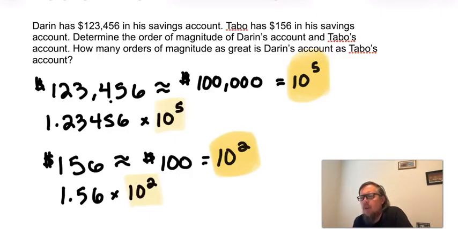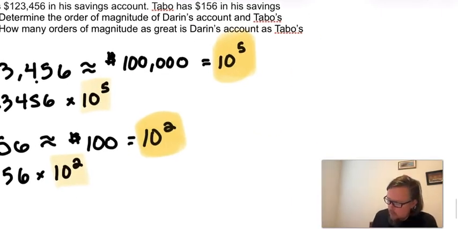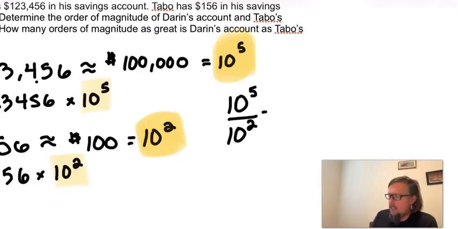The question is, how many orders of magnitude as great is Darren's account than Tabo's? And that's where our exponent rules come in. Darren's is 10 to the 5th. Tabo's is 10 squared. And so we use our quotient of powers property here to just subtract the exponents. 5 minus 2 is 3.